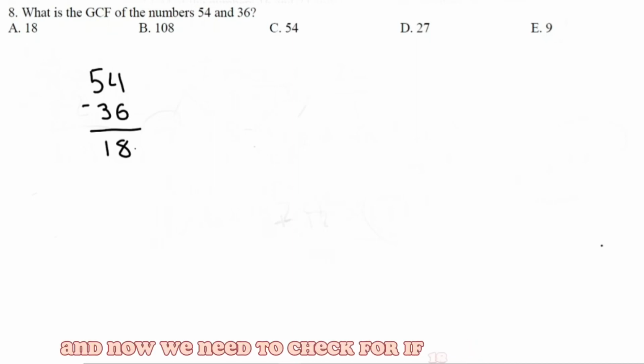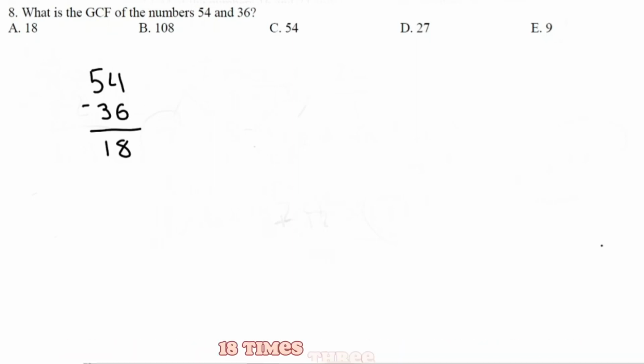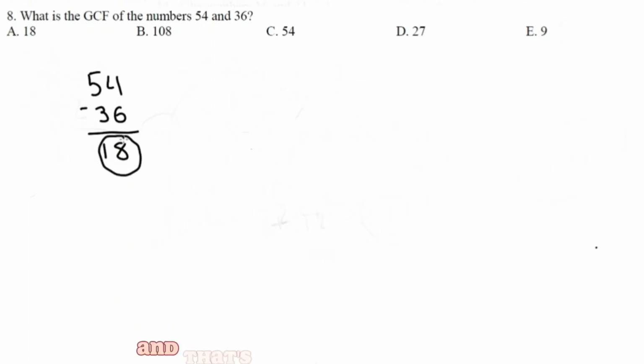And now we need to check if 18 goes into 54. 18 times 3 is 54, so 18 goes into 54. So 18 is your GCF, and that's your answer.